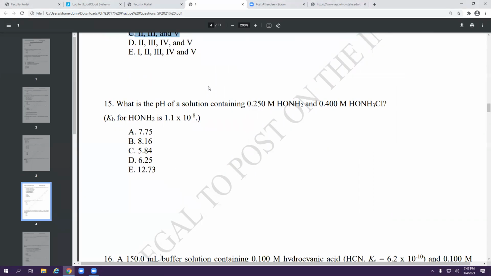What is the pH of a solution containing blah, blah, blah? Which one of those is the acid? Which one of those is the base? Which one of those has an extra hydrogen to donate?